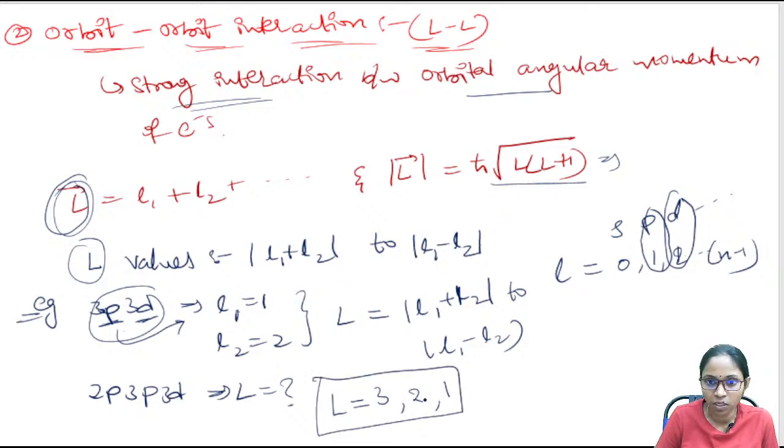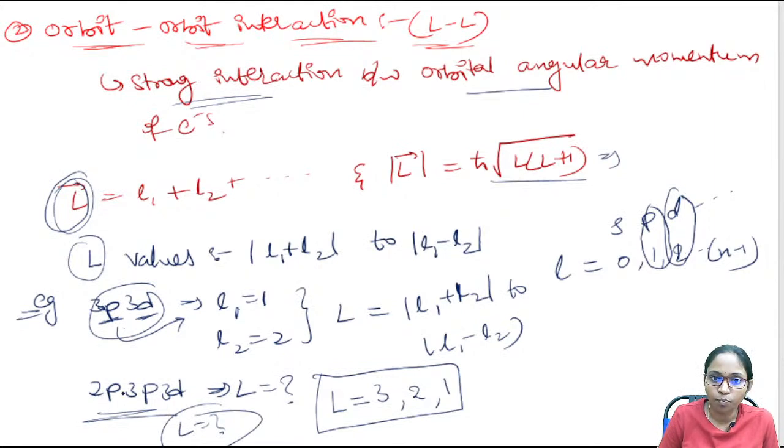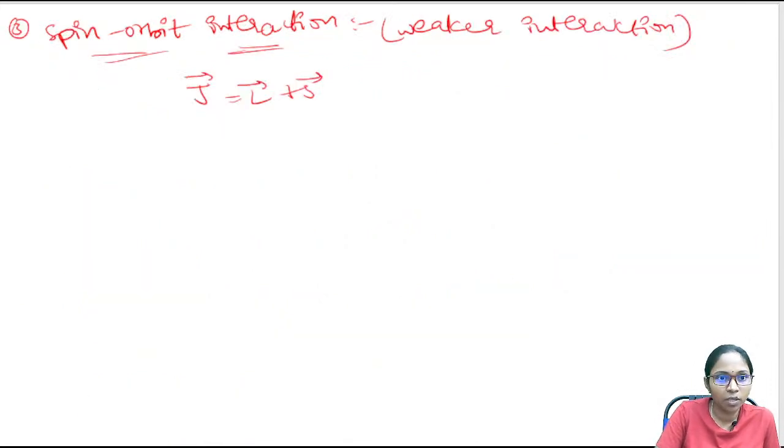L values are 1, 2, 3 for the 3p 3d configuration, and your work is to find the total orbital angular momentum. That is, for orbit-orbit interaction, you have to find the L value. It is your work for the 2p 3p 3d configuration. And coming to spin-orbit interaction.